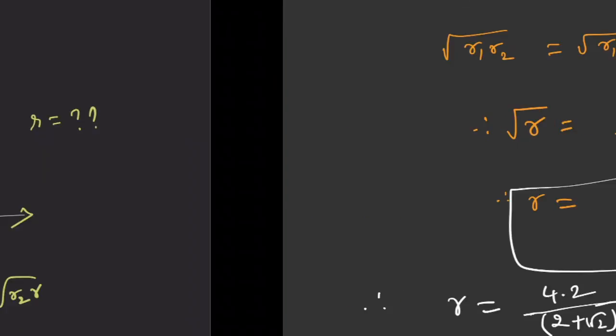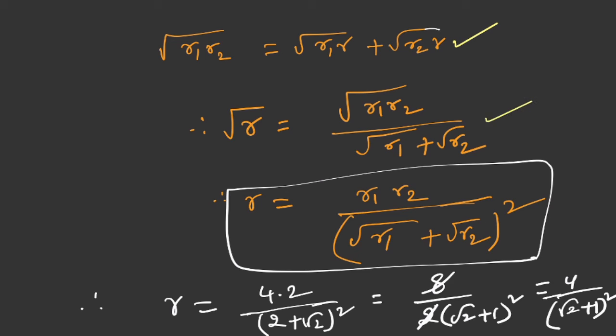Now simplifying this, we got a wonderful derivation. This is very, very important. Can you remember this formula? r is R1 R2 by (root R1 plus root R2) whole square. This is the derivation I gave. If you remember this, you can answer in a blink of an eye. As you know the formula, you can directly supply 2 and 4 here. By supplying 2 and 4, you will get 4 by (root 2 plus 1) whole square.